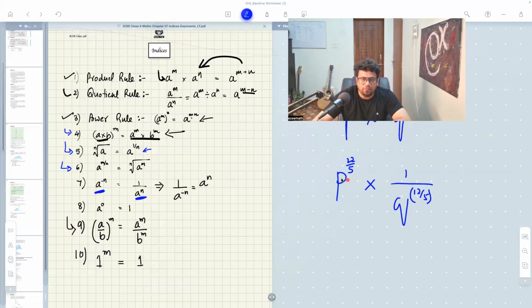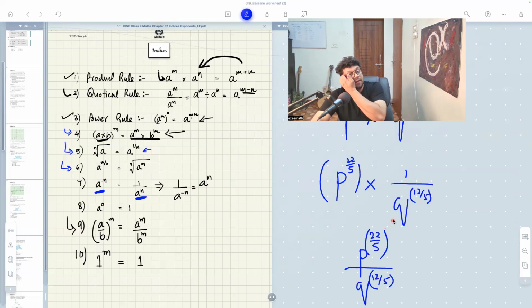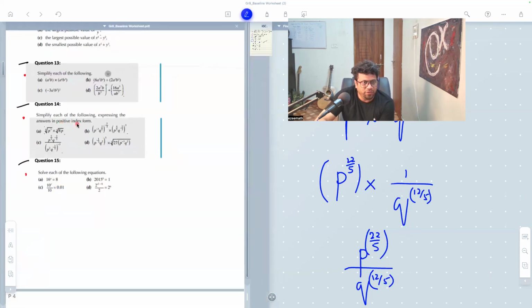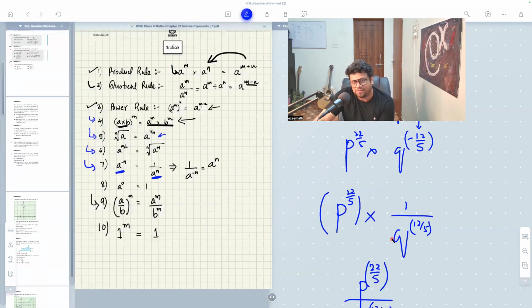Now you can make them come together. There's a p to the power of 22 by 5 divided by q to the power of 12 by 5. That's your answer for the question. Remember, the seventh rule is going to be useful in the last step where they don't want you to come up with negative indices. You can see only positive index is what they wanted. A negative 12 by 5 is not allowed.